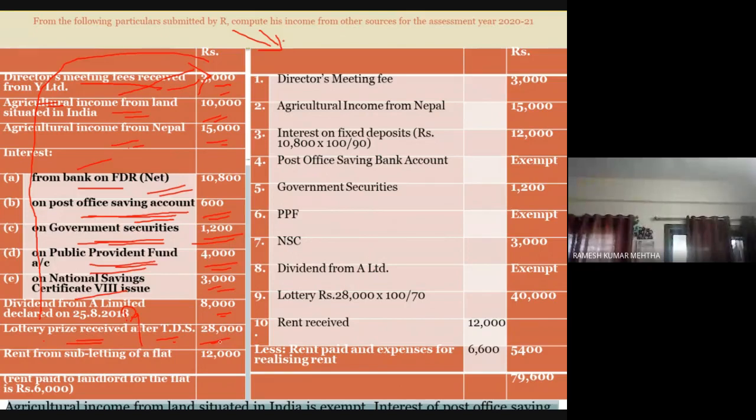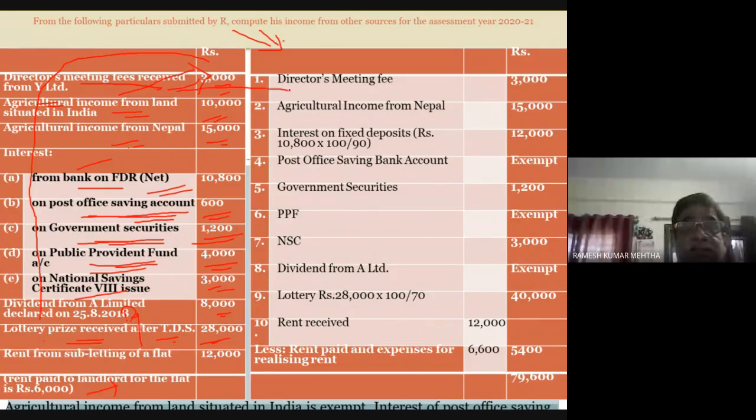Next one is income from subletting. If you look at this, rent from subletting of a plot is 12,000 rupees, and rent paid to the landlord for the flat is 6,000 rupees. So please remember there are certain rules to be followed to solve the problem. Let's solve the problem.